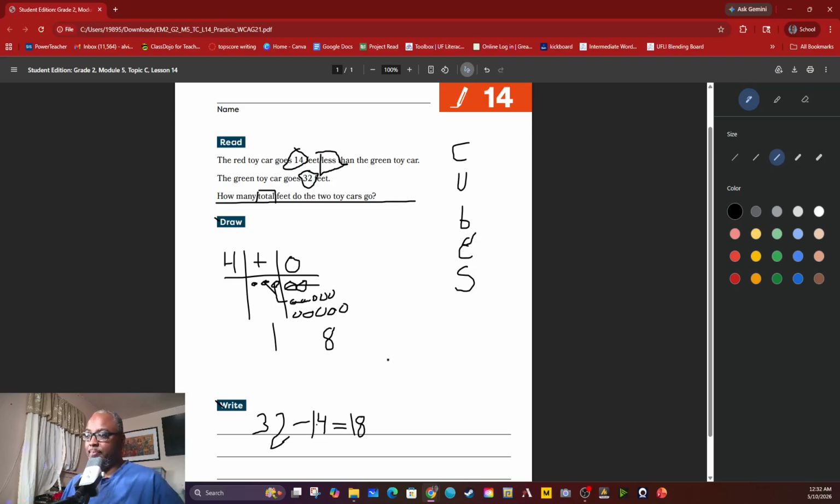Now, we're not done because if we read the question again, it says, how many total feet do the two cars go? So now we have to combine them, or find the total of the cars. Total means we're going to add. So we're going to add 18 plus 32, because the green car went 32, and we just found out that the red car goes 18 feet.